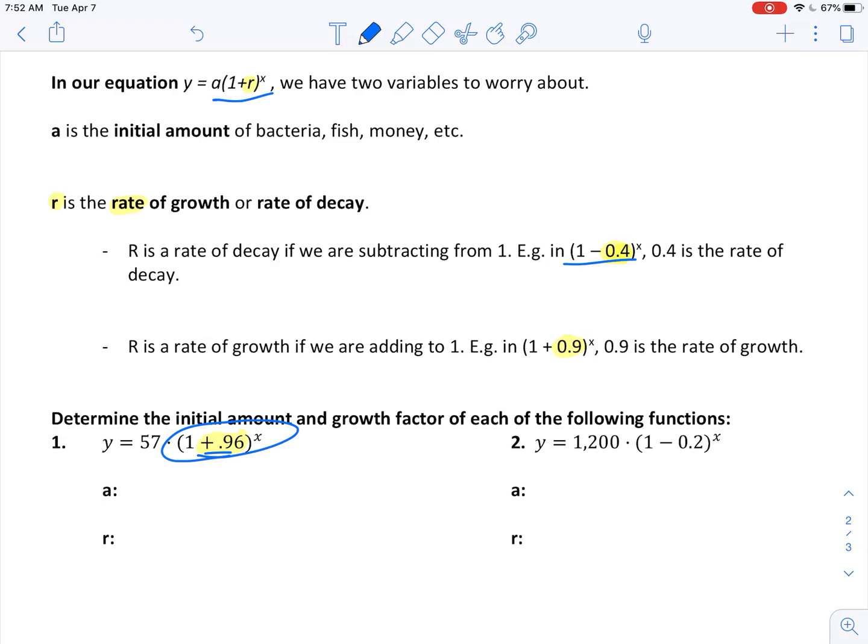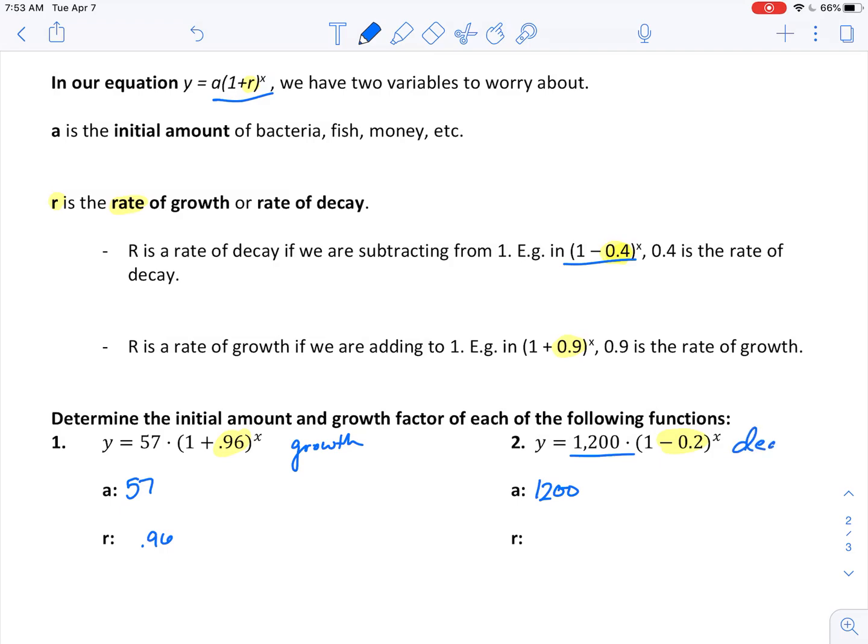So for example here, let's look at number 1. I'm going to focus on the power here. So 1 plus 0.96. And if I'm adding, I'm getting bigger. That would be a growth factor, or the rate of growth. And it's that part that I'm adding to 1 that's going to be the growth factor. So my rate, my growth factor, is 0.96, or just 0.96. You could just put 0.96 and that would be fine. So that's the rate of growth, and the initial amount is 57. So this is always your initial amount. You don't need to change that number at all.